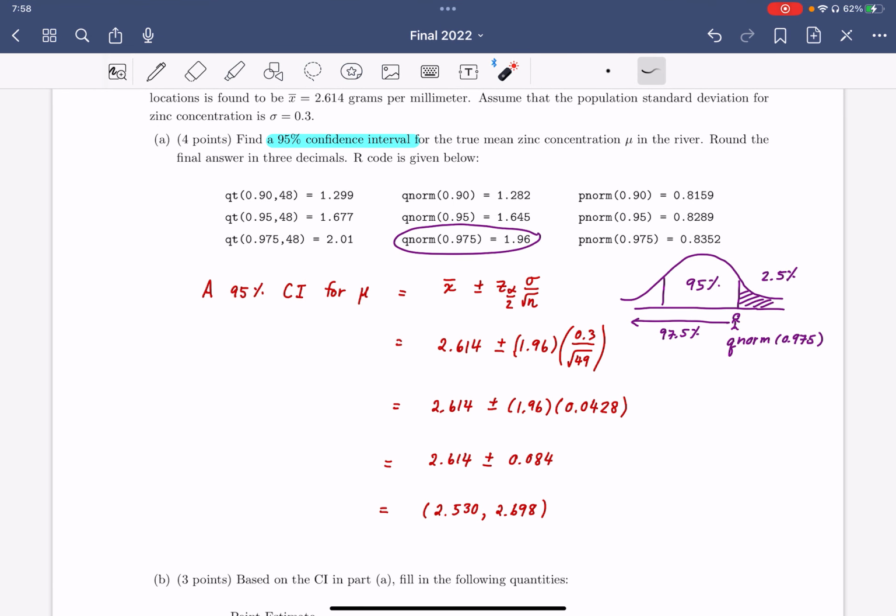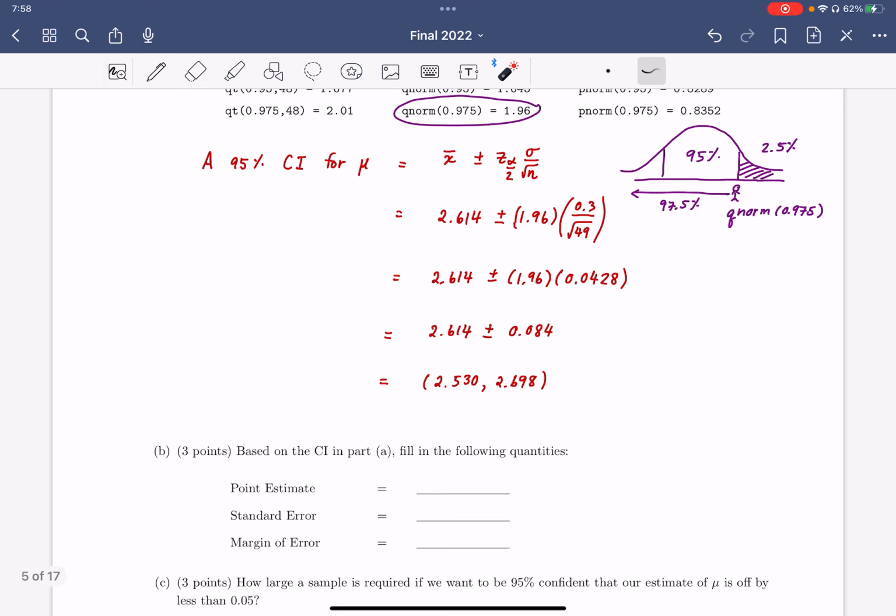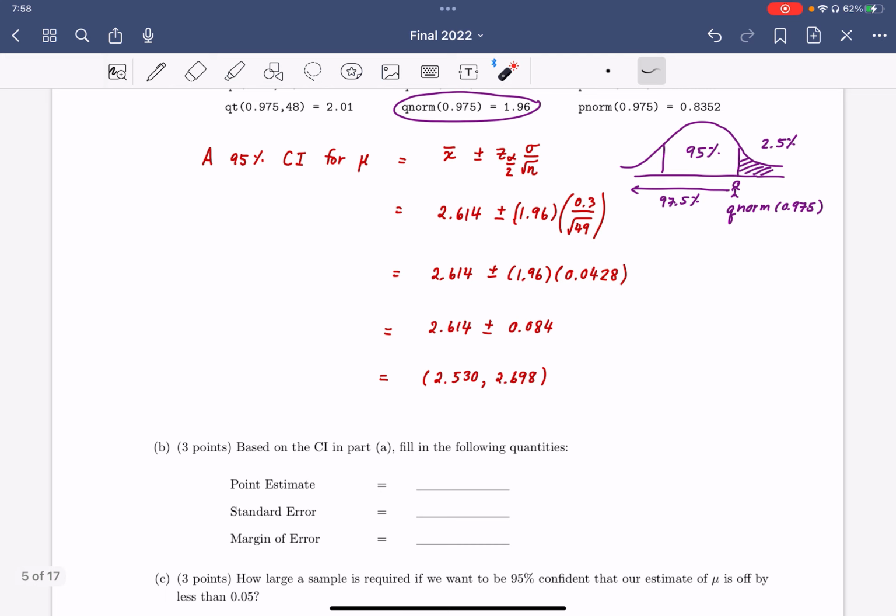So in part B, we're gonna ask you a question about the components of the confidence interval. The question basically asks you to fill in the following quantities: point estimate, standard error, and margin of error. As I told you before, the point estimate is this one. This is a point estimate of mu, so you use x bar, so it's 2.614.